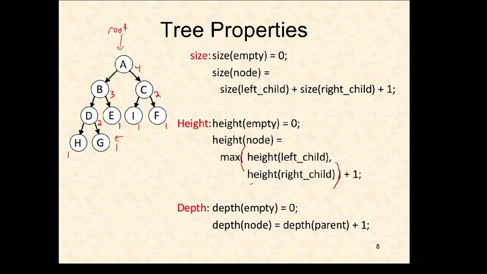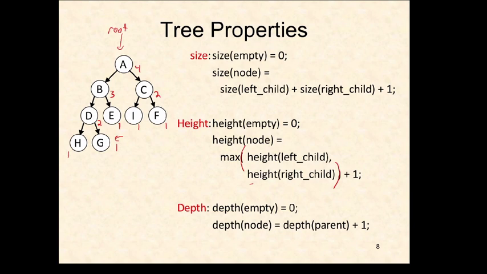Now, what about depth? If height is how far you are from the bottom, depth is how far you are from the top. So we say the depth of an empty tree or a null pointer would be 0. Otherwise, the depth of any node is the depth of its parent plus 1. Now let's ignore the fact that we drew this with arrows only going down. We can still have this logical idea of parent.